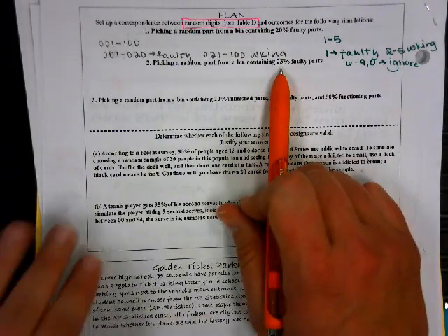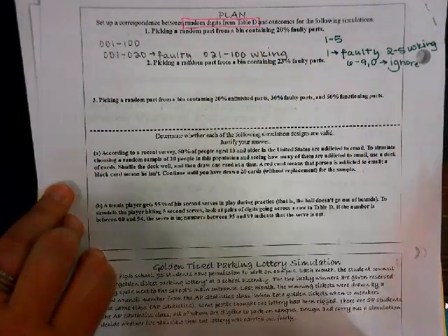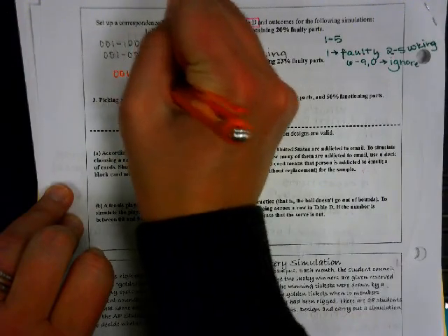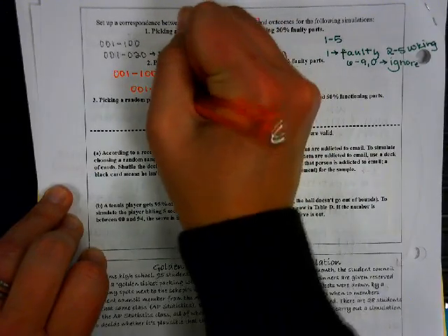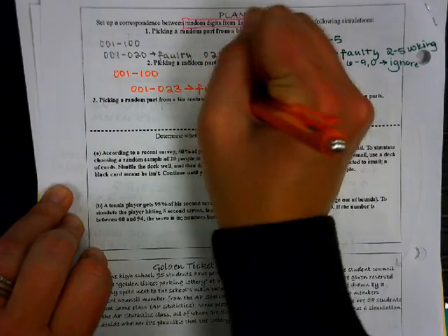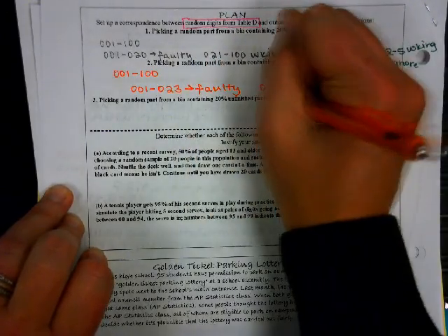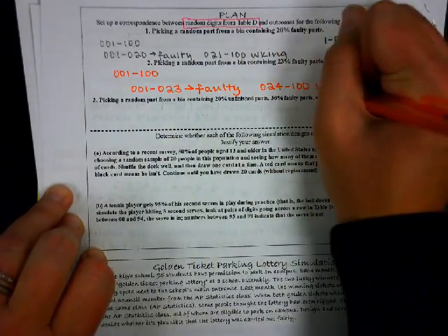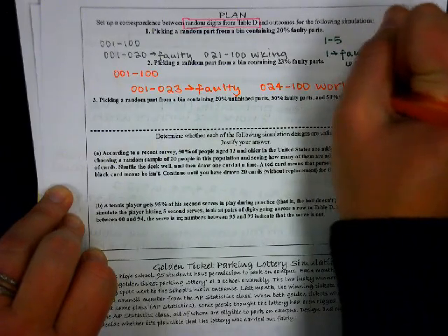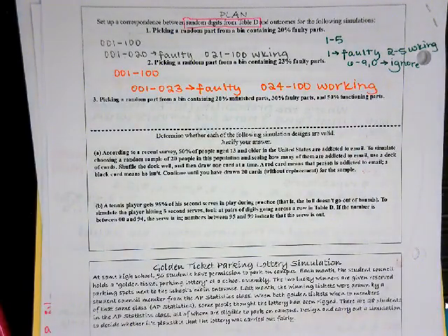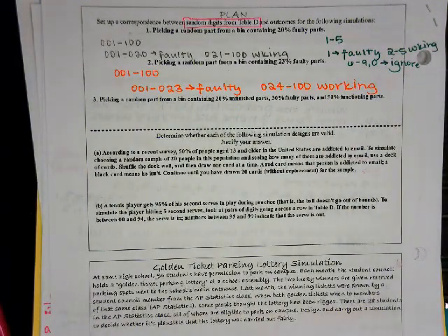So in my opinion, the easiest one here is to do 001 to 100. And you would say 001 to 023 represent those faulty parts, and then 024 through 100 would represent working parts. So sometimes it's easy to use a smaller set of numbers. Sometimes if you have a percent, the easiest way is to just go out of 100.